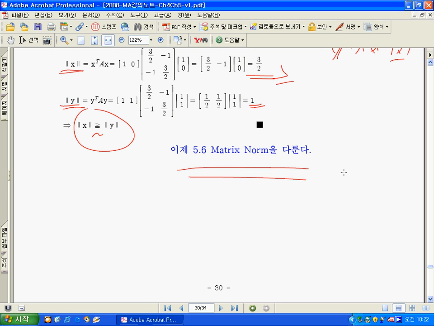Okay, this is basic knowledge before we start the new subject, matrix norms. You have learned vector norms already, and this will serve as a review of vector norms. Now we're going to start the matrix norm that you have not studied before. Any questions on matrix norm? On vector norms? 성태? Any?